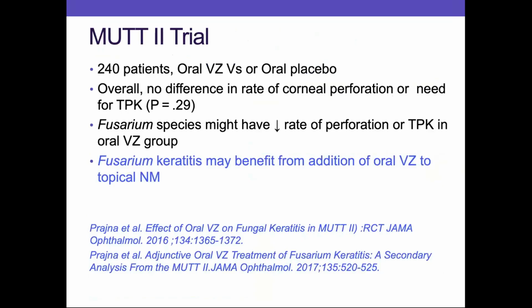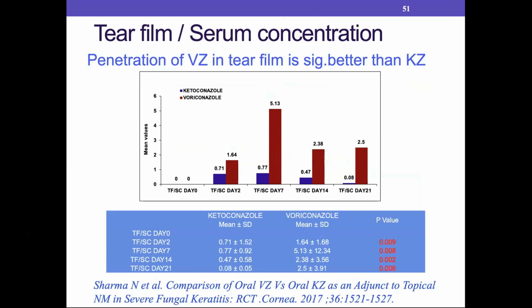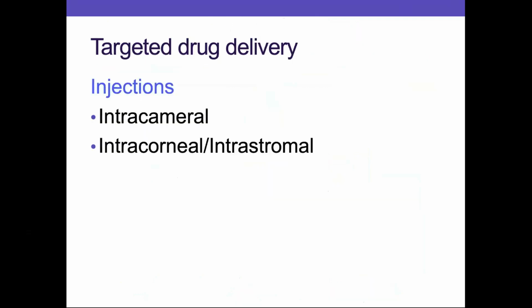The MUTT 2 trial, again by the Aravind group, did show us that Fusarium keratitis may benefit from the addition of oral voriconazole to topical natamycin. And we compared oral voriconazole with oral ketoconazole, and we found that there was no difference in the resolution of infiltrates as far as the time was concerned, but we looked at the tear film and the serum concentrations, and we found that the penetration of voriconazole in the tear film was significantly better than ketoconazole. So if the patient can afford it, start voriconazole. If the patient can't afford it, continue with ketoconazole.